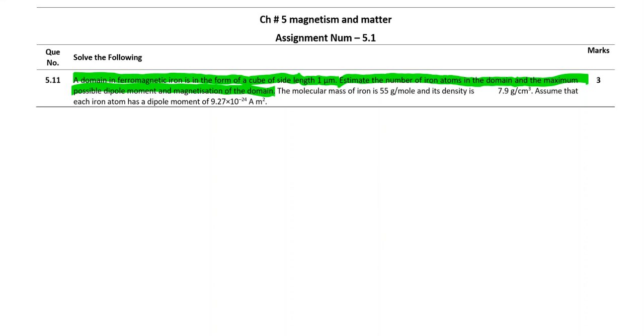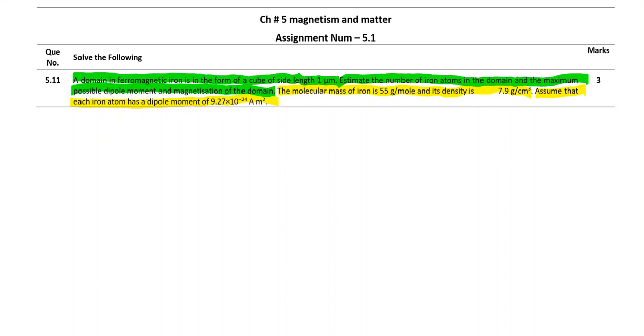To calculate these quantities, we are given that the molecular mass of iron is 55 gram per mole and the density is 7.9 gram per centimeter cube. And we are asked to assume that each iron atom has dipole moment 9.27 into 10 raised to minus 24 ampere per meter square. So, how to start?